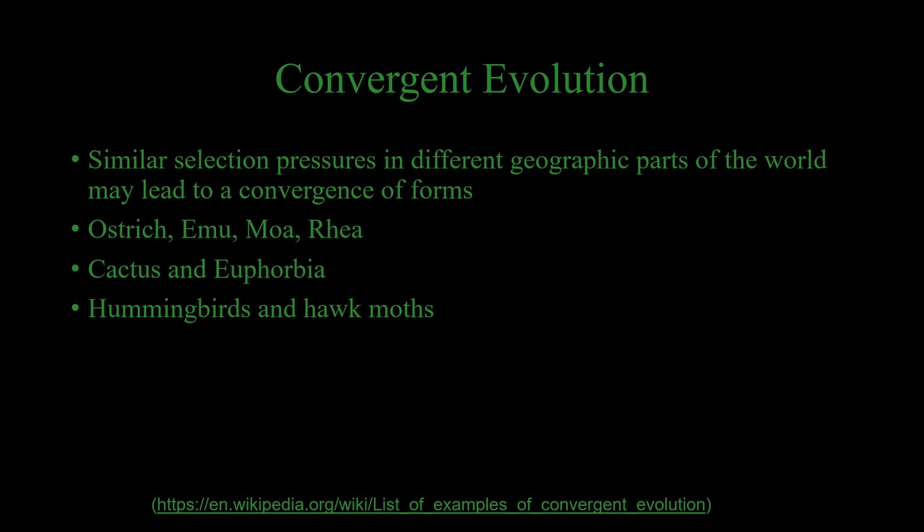Now, so far we've been talking about divergent evolution, populations diverging into different forms. But what about convergent evolution? In different parts of the world, there are similar selection pressures that result in the evolution of different kinds of animals that look the same. For example, the rhea, the ostrich, the emu, and the moa are all large flightless birds. Cactus and euphorbs. Cactus are in the New World, euphorbs, Euphorbiaceae, are in the Old World. Hummingbirds and hawk moths serve a similar function of pollinating. They look the same from a distance, but in reality, one's an insect and one's a bird. So we'll see this kind of convergent evolution.